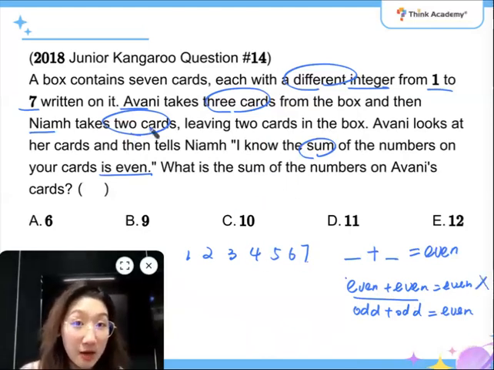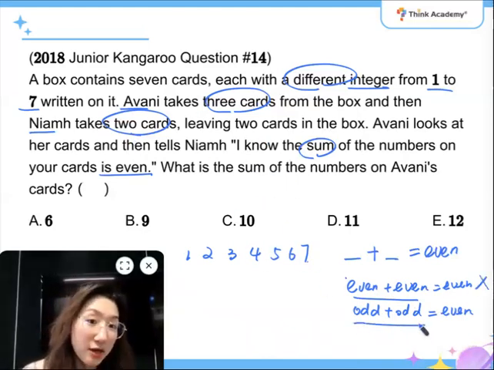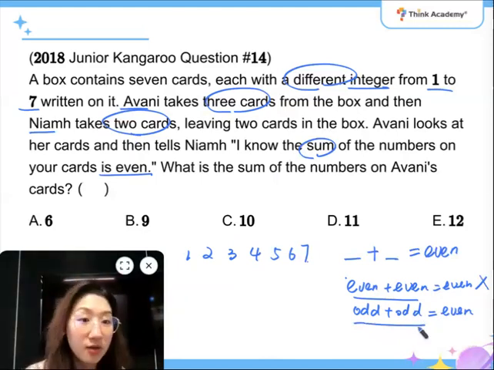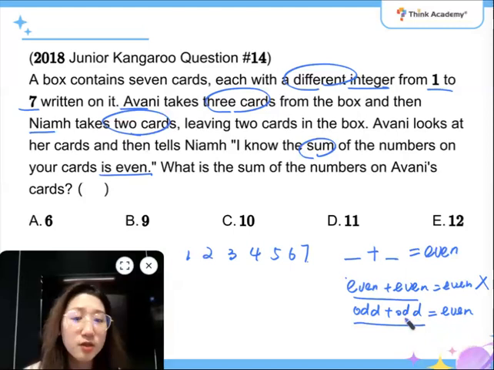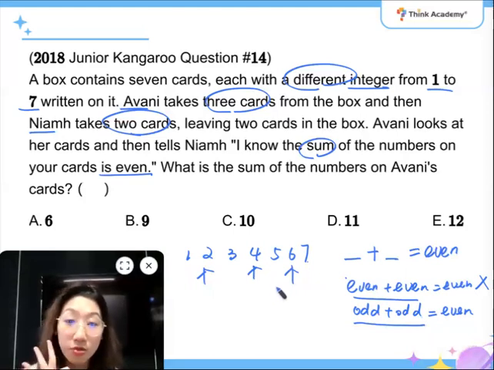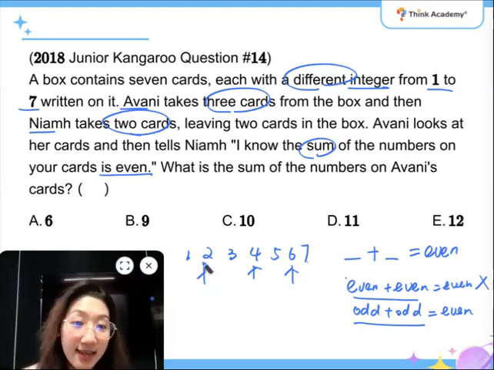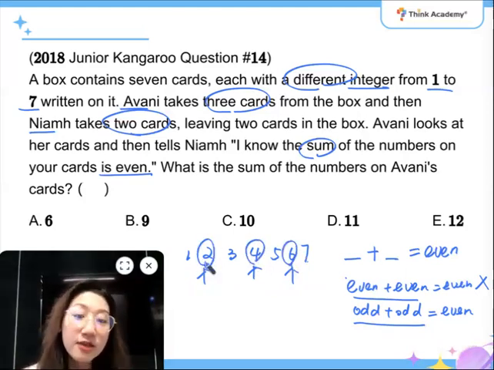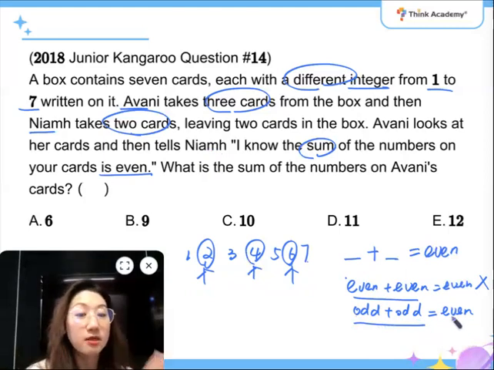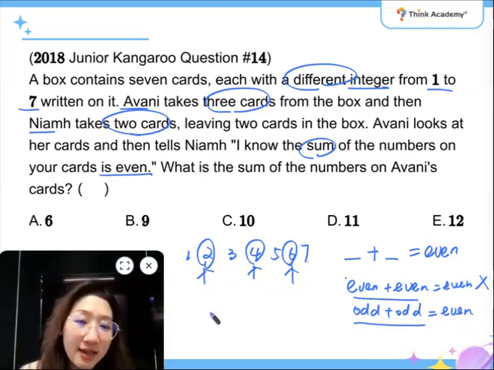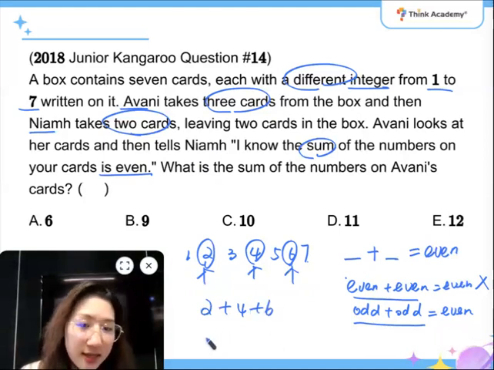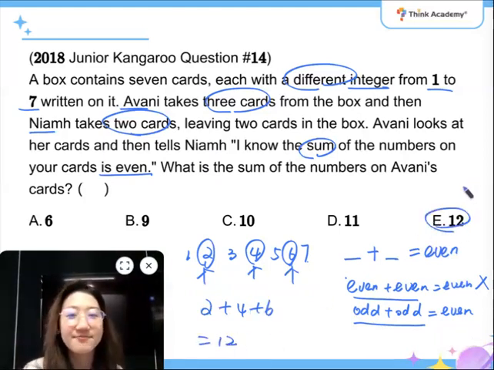That means Avani will have to say that she knows all of your cards are odd numbers, so they add up to an even number. For that to happen, Avani will have to take all the even cards. There are 3 here. Is that possible in this case? Yes, it is possible. So Avani has taken all of these 3 cards, leaving the rest as all odd numbers. So no matter what Niam takes, it's going to be 2 odd numbers, and 2 odd numbers will definitely add up to an even number. So in this case, you just need to add 2, 4 and 6, and that is going to give you 12 as the answer.